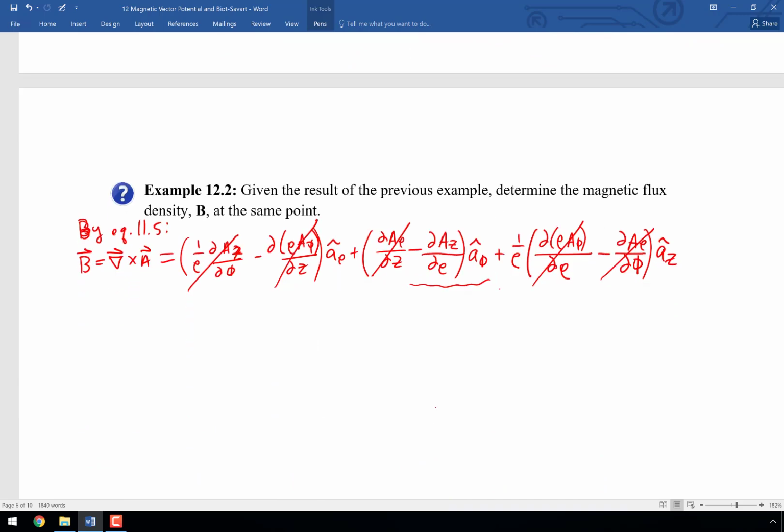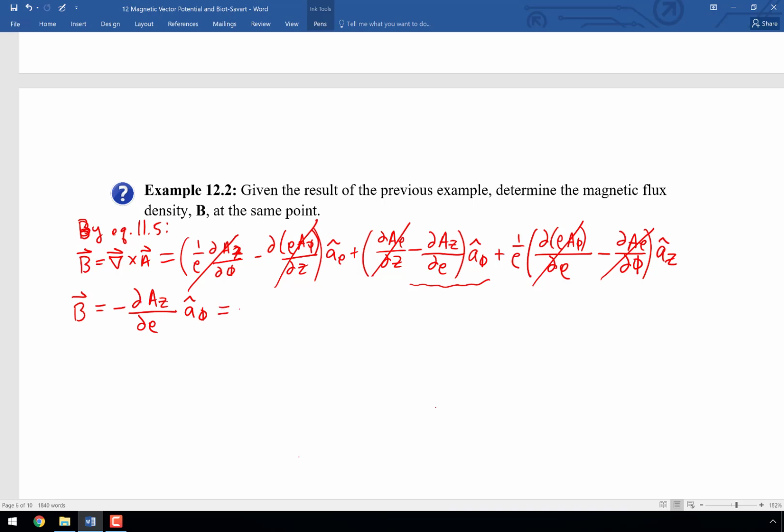Now when you see how much work we have to do to get that one term, you're going to be especially happy that those 5 terms dropped out. So we see that B arrow is equal to negative partial of A sub z with respect to rho, and that's going to be in the A sub phi direction.